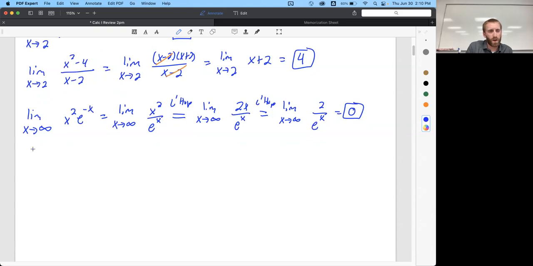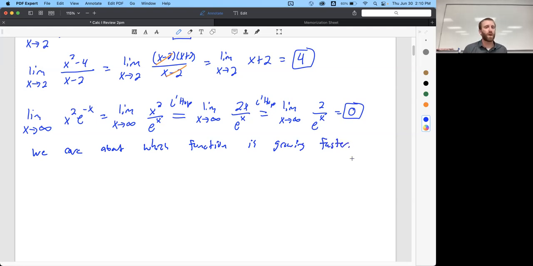Okay, so we care about which function is growing faster. And so it's nice to know the speed at which functions grow. And so I'll mention some of the stuff here.